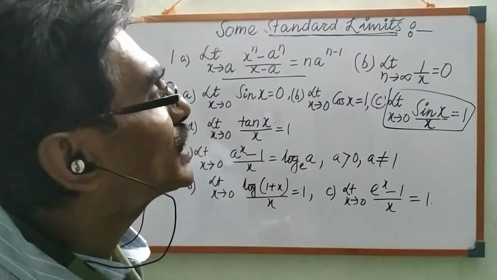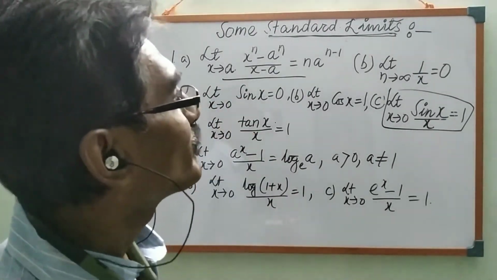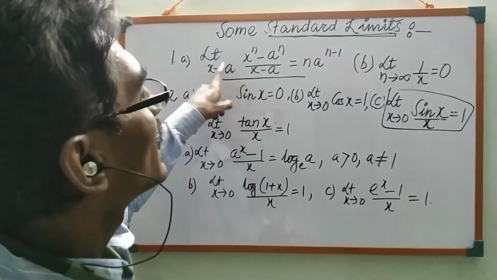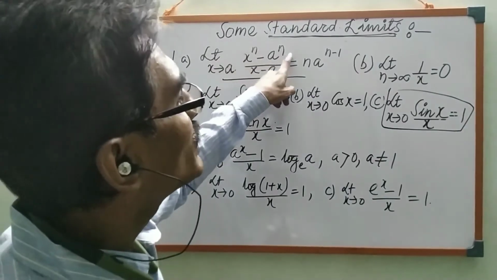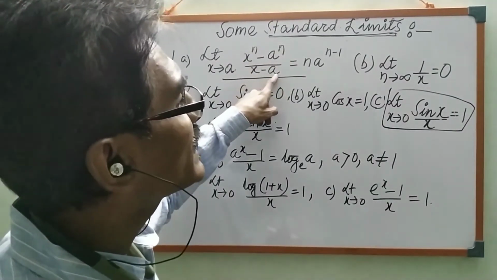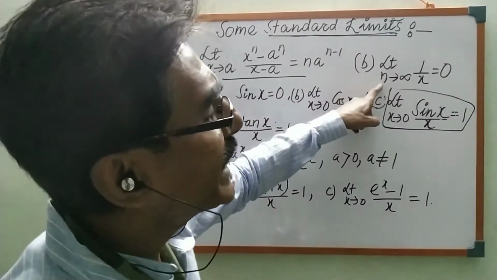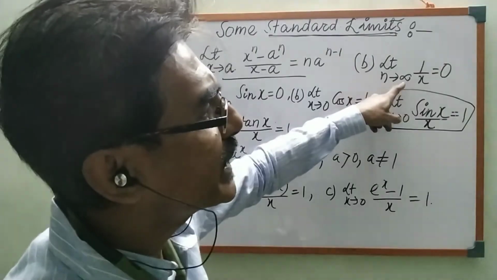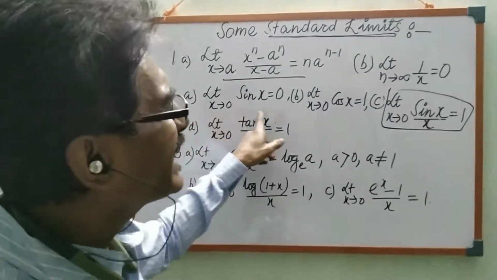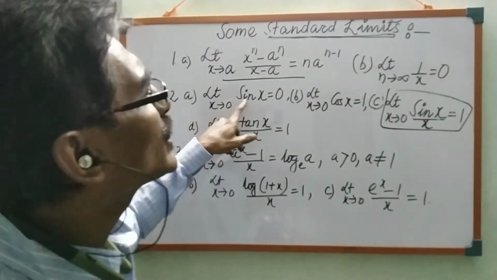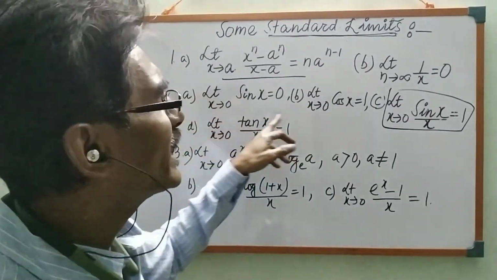Now let us start the application of the standard formulas in sums today. See the first result, limit x tends to a, x to the power n minus a to the power n whole by x minus a equal to n into a to the power n minus 1. Our second formula, limit x tends to infinity 1 by x, directly we will write 0, and this one you know. Actually when x tends to 0, sin x is 0, and limit x tends to 0, cos x equal to 1. These are two very simple ones.